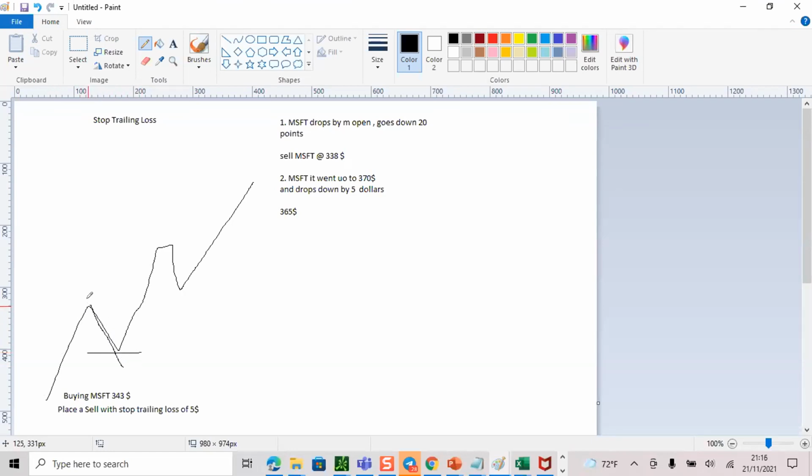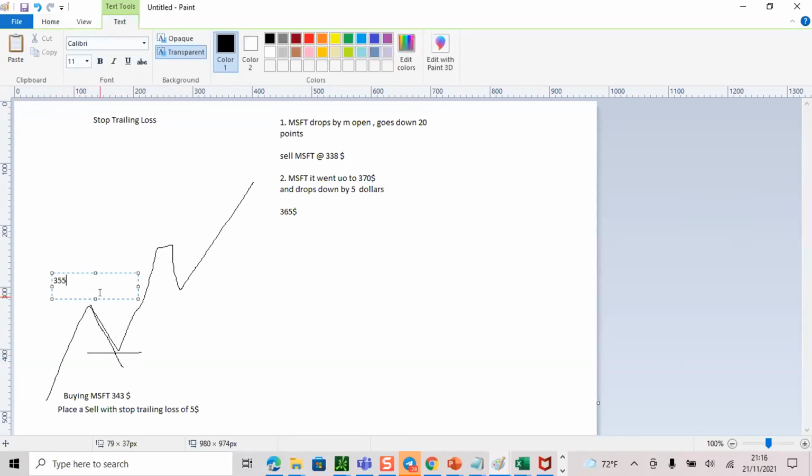And imagine sometimes it goes to $355 and then it went down by $6, right? So you will sell at $349, right? Which doesn't make much sense. Okay, so the system will automatically take care of the stop loss. It adjusts the stop loss. It tells you that if it goes to 355, this is how it works.